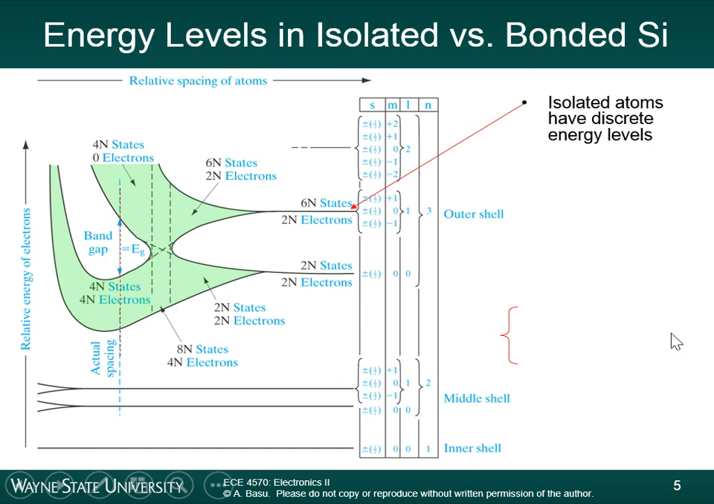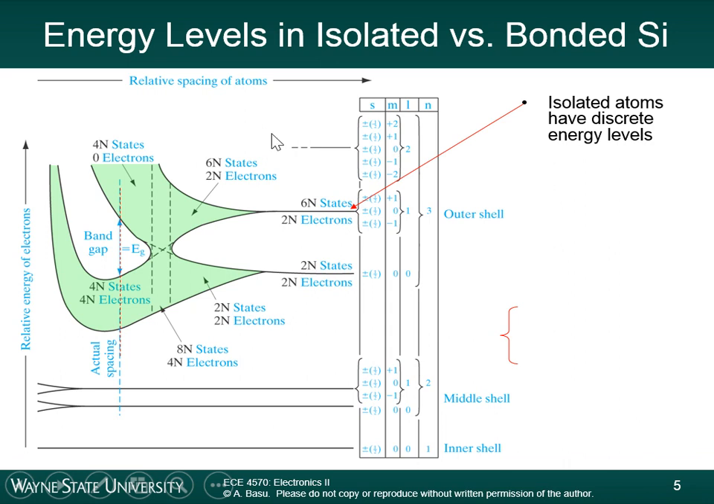On the right side of the plot, what you notice here, this says the relative spacing of the atoms up here at the top. Then here we see the relative energy of the electrons. So what we're doing is we're drawing energy band diagrams for different interatomic spacings. Let's just focus on one part of the diagram, and we'll get to this portion in a second.